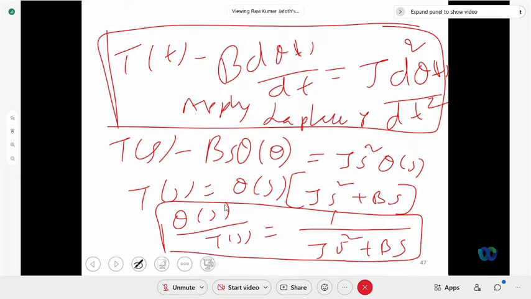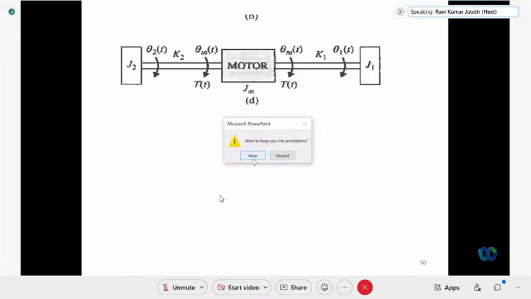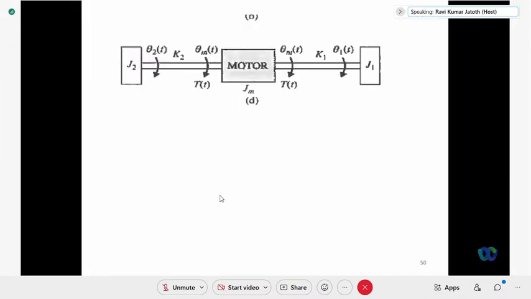Yes, sir. So now let us try to take this particular system. Now help me out. Write the differential equations governing this mechanical rotational system, and then obtain the transfer function. The transfer function can be anything, like theta 1(s) by T(s), or theta 2(s) by T(s).